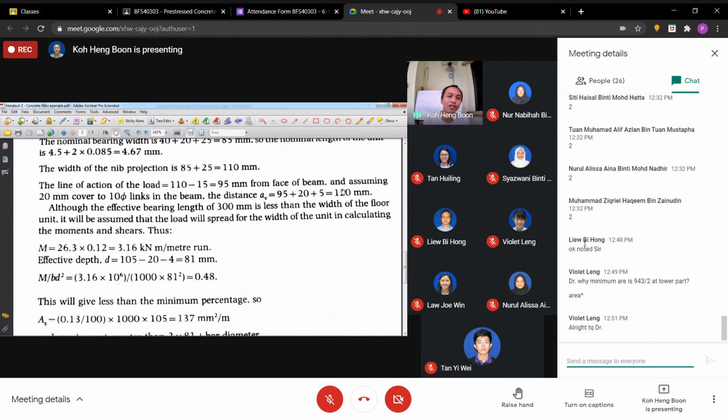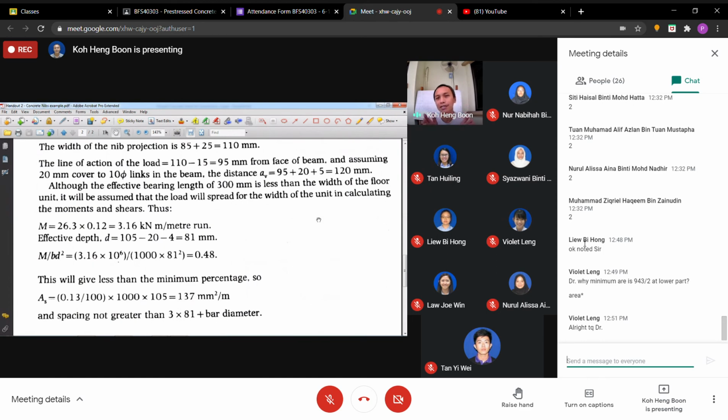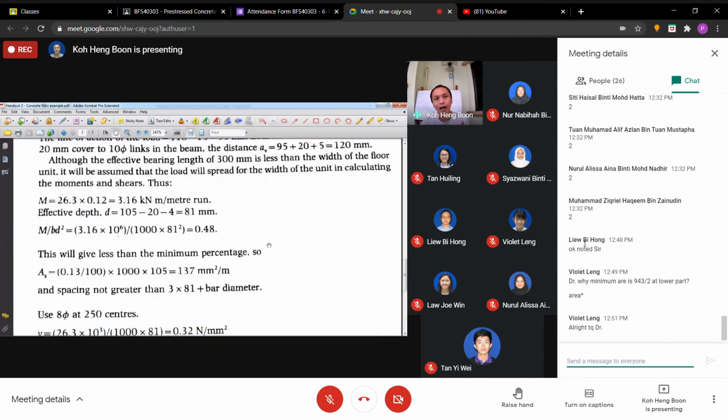Okay. The question is, actually you are not required to get all this. What you need to do is, I will give you the size, the dimension, the cover, and the size of the vertical reinforcement. You can directly calculate the AV here. Once you get it, now is to calculate the moment.